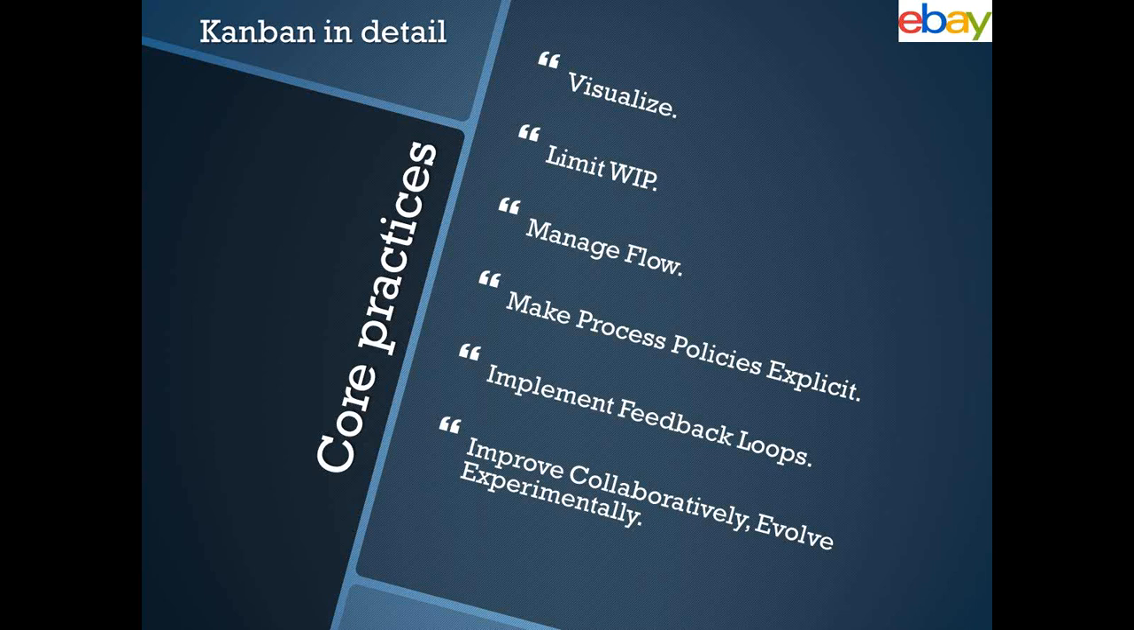Implement feedback loops. Of course, this is always to improve, and in software development, we are always looking to improve. Improve collaboratively, evolve experimentally. So as a team, your whole team understands the Kanban board, and you can work together to see what we can do better in that board. And as you progress development, you can evolve experimentally. What does that mean? Just to give you an example, let's say a work in progress, we start with 2, and we find that some engineers are not occupied. We can increase that to 3, and you can see what you can do better.